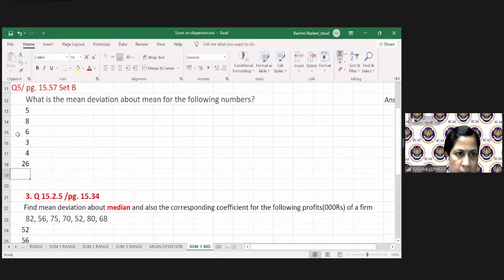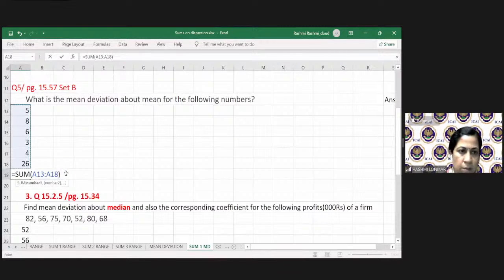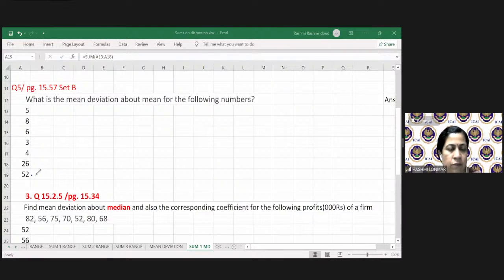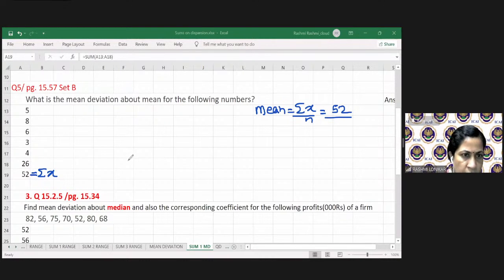Okay, so I find the summation of this. Okay, how much is this? This is 52. Okay. So what is this? This 52 is what? This is summation x. तो ये मेरा फर्स्ट स्टेप हुआ. दूसरा स्टेप मेरा क्या है? मीन निकालना है. मीन इज इक्वल टू समेशन x अपॉन n. समेशन x आया मेरा 52. n कितना है? 1 2 3 4 5 6.